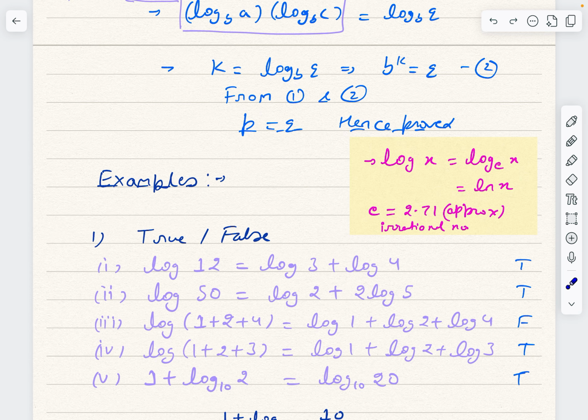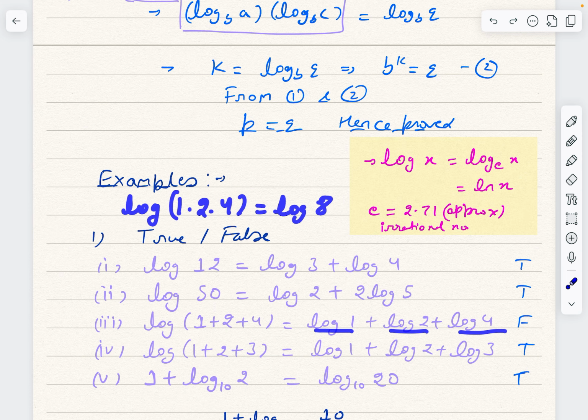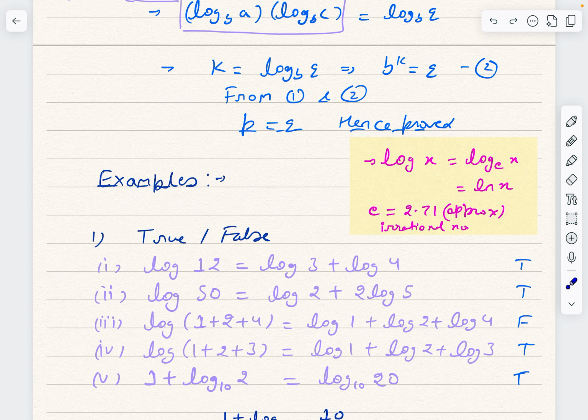Third one is apparently false because on the left side you get log 7. But on the right side, if you have log 1 plus log 2 plus log 4, when you add them, the numbers will be multiplied using the third property. You get 1 into 2 into 4, which will be log 8. So on the right side we get log 8, on the left side we have log 7, so they are not equal, so it will be false.